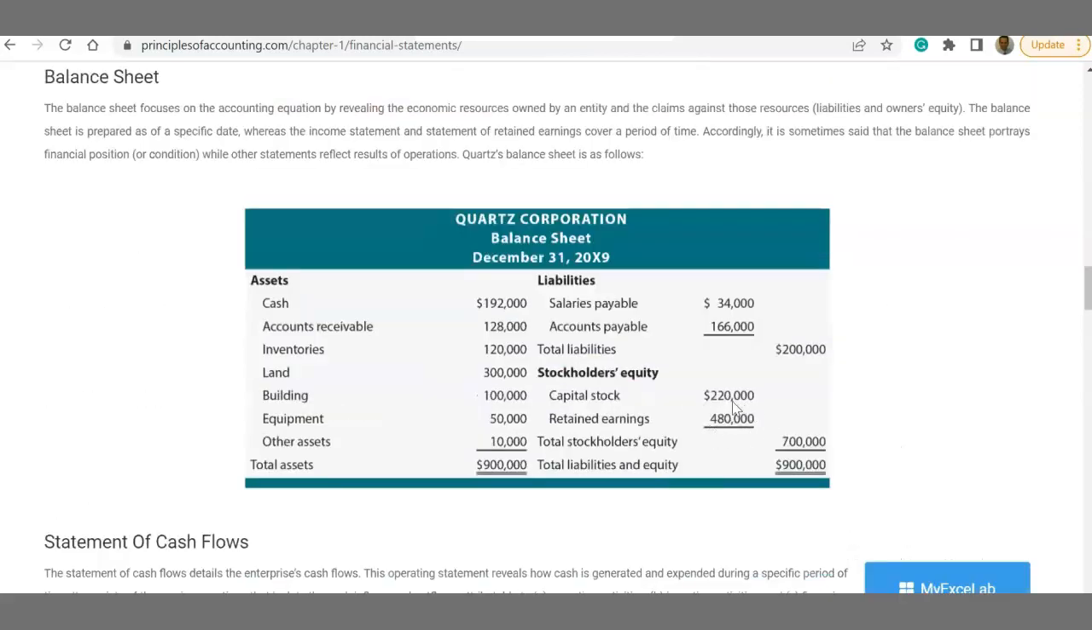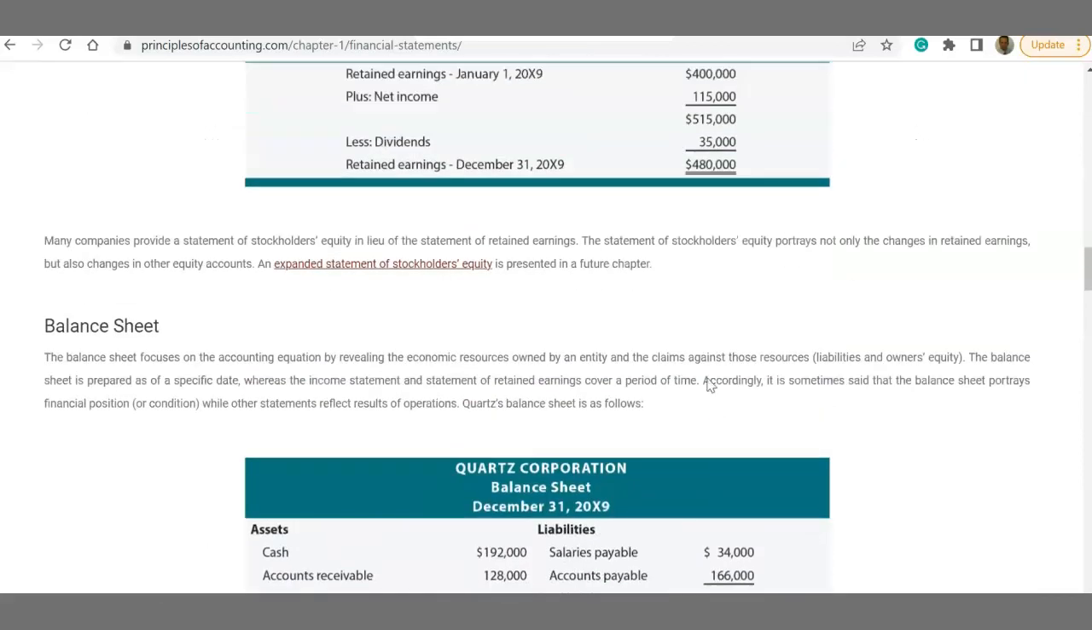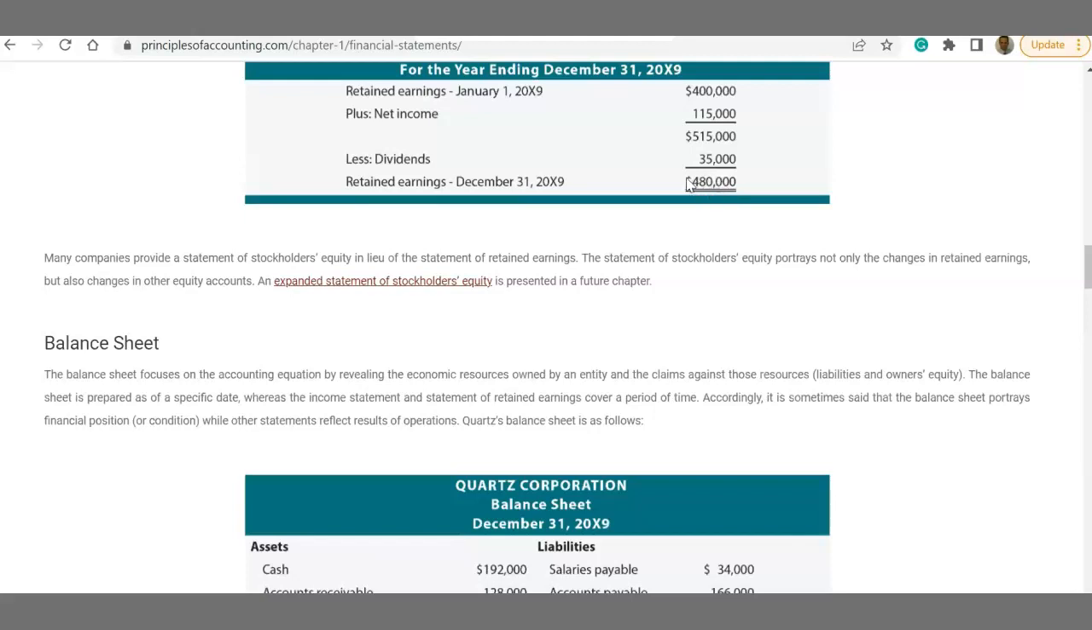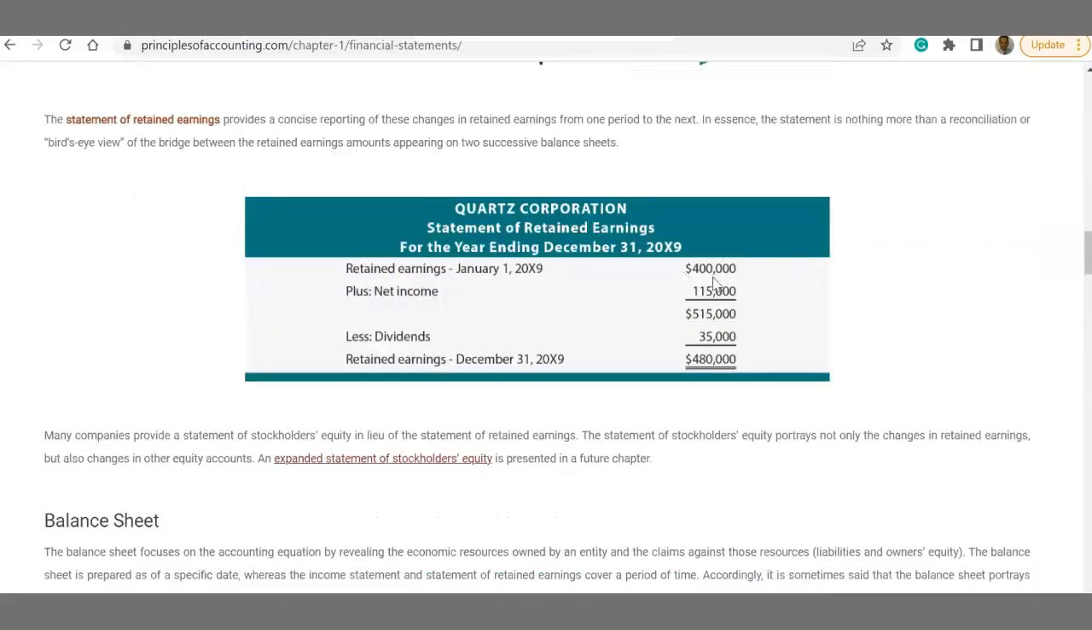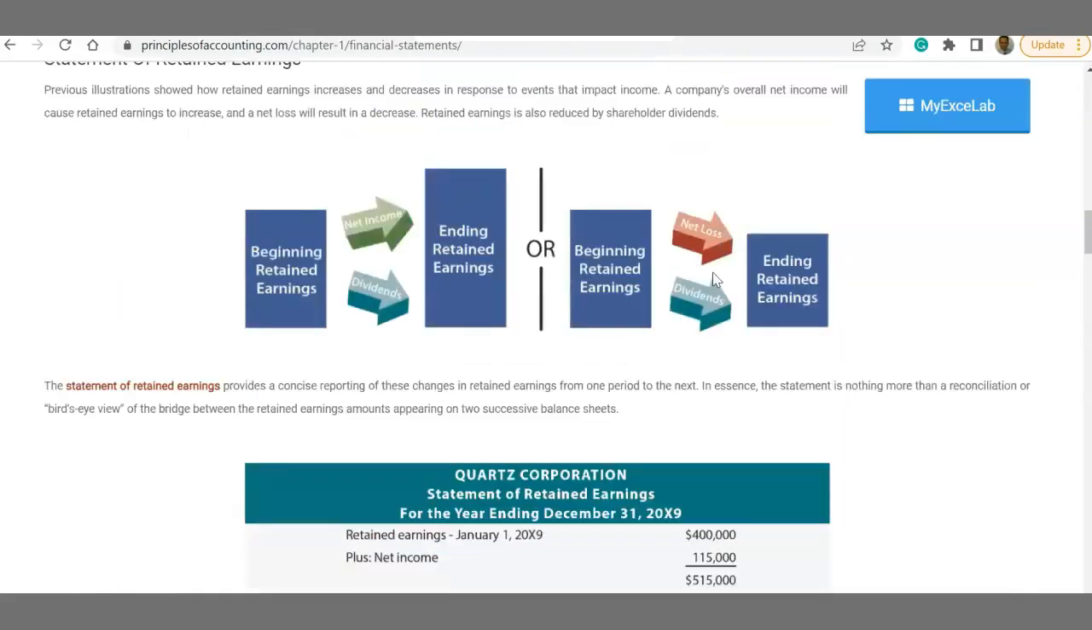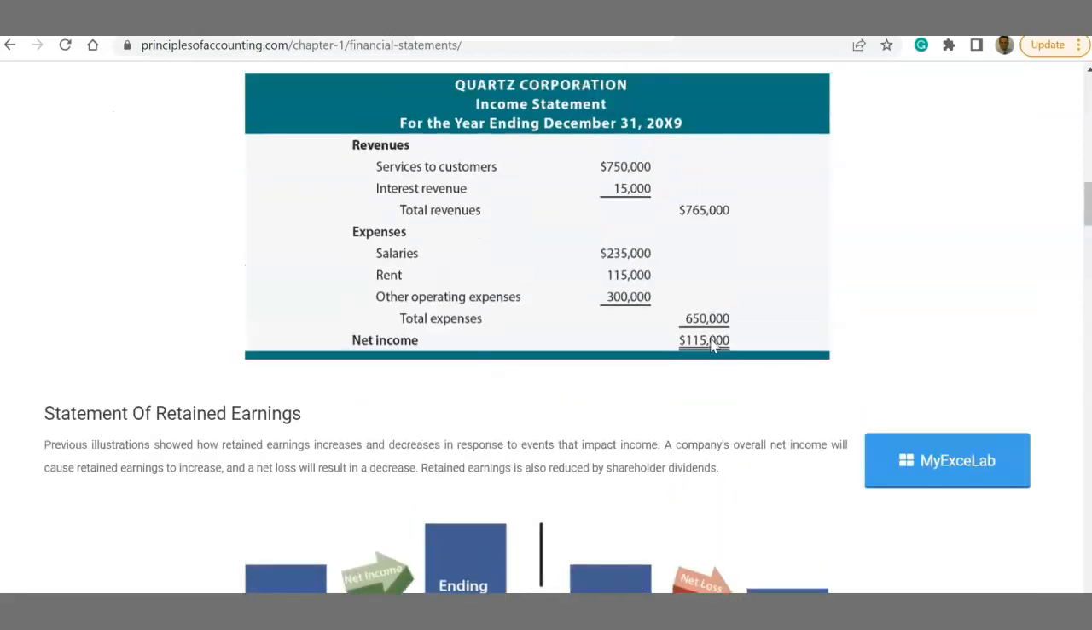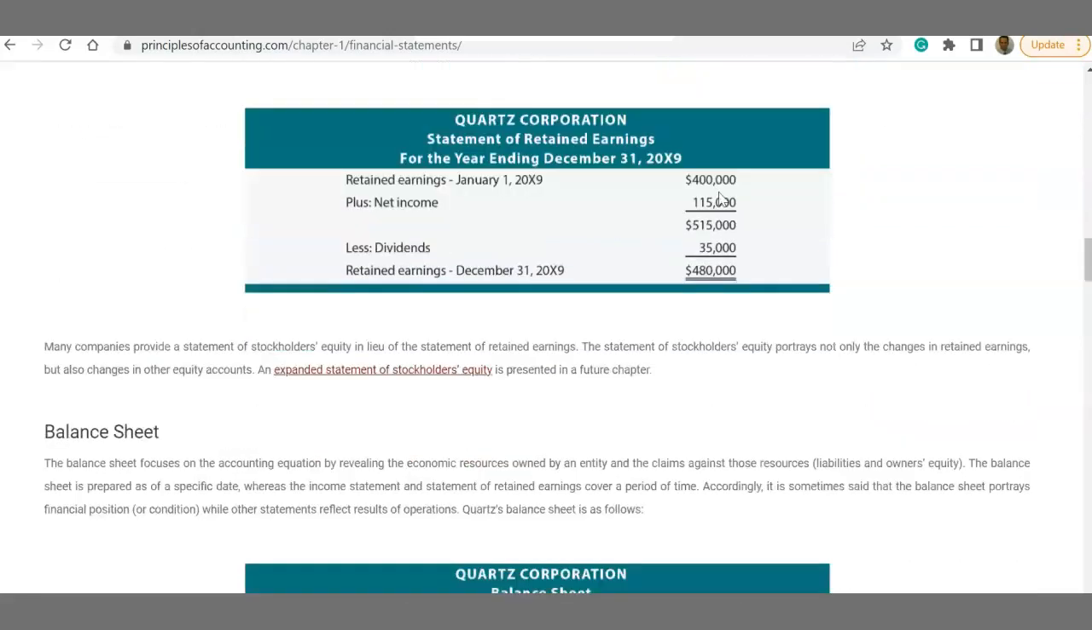So if you go to this box in the Excel, you say equals to, and then you click this box here, and then click enter. And then $480,000 will pop up in here. How about here, the net income? How do you get the net income in here? In Excel, you say equals to, then you go up, you click that box, and then you click enter. And then 115 will pop up there.